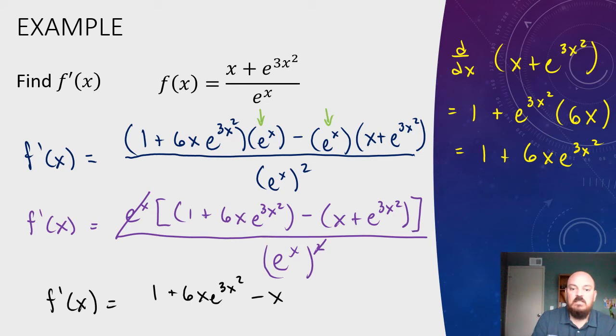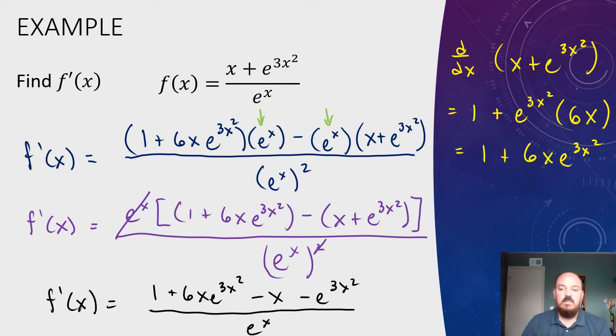minus x minus e to the 3x squared. Remember, I distributed that negative, so they are both negative on the last two terms. And the whole thing is now over just e to the x. And that's my final answer. That's as clean as I can make it. There's no more common terms, nothing else to factor out.